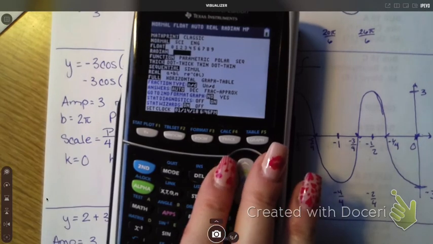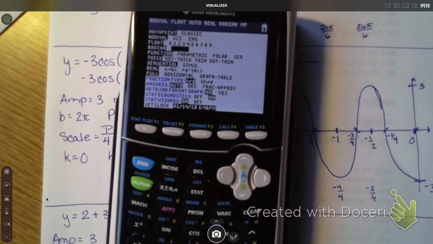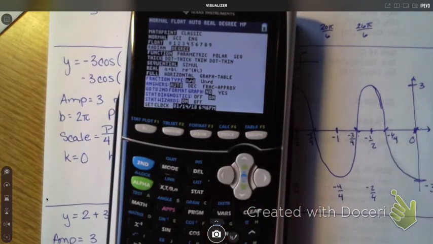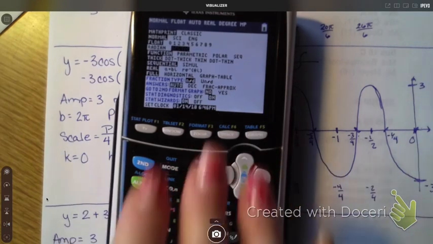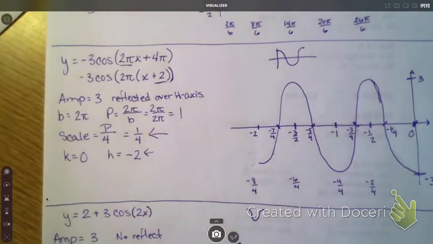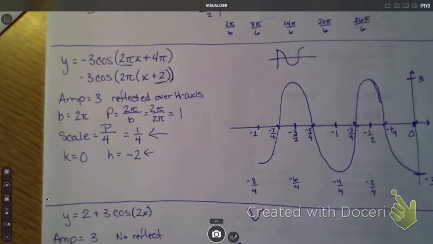Okay? So when we hit zoom trig, it just temporarily puts it in radians, but if you go here and hit radians, then you can adjust your window the way you want to see it. Okay? But again, this is just to check. It's not to do it. I'm not gonna test you whether you can put it in your calculator or not.